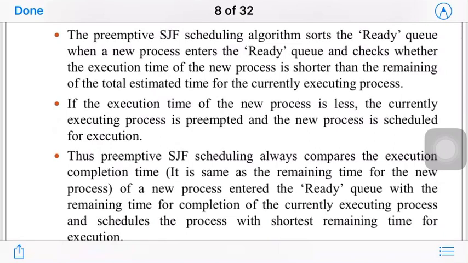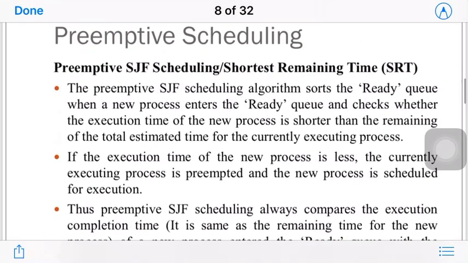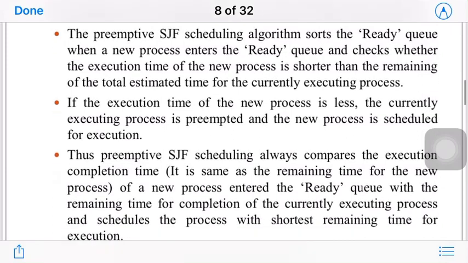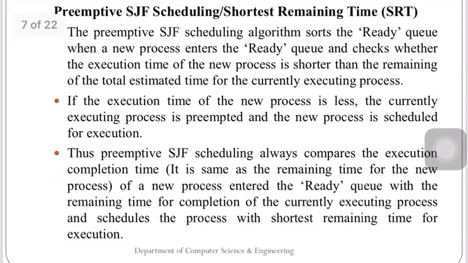Okay, so if the execution time of the new process is less, the currently executing process is preempted. Okay, because the new process requires less time. So that's why we are saying shortest remaining time or shortest job first. So the one who requires less time will go first. That is decided. Okay. So if the new one coming into the ready queue requires less time, then it will stop the currently running process, and the new process is scheduled for execution.